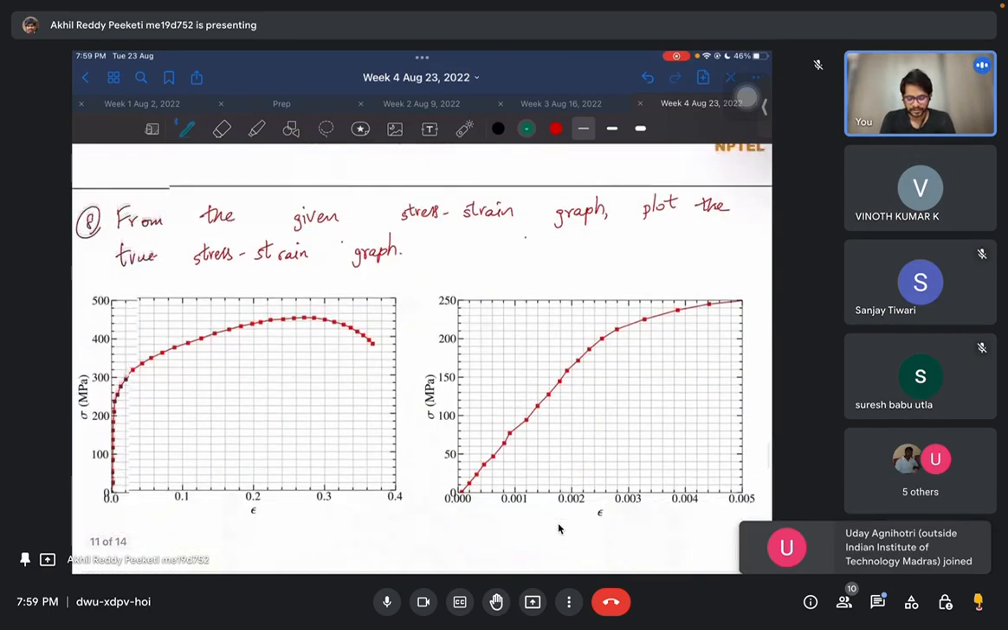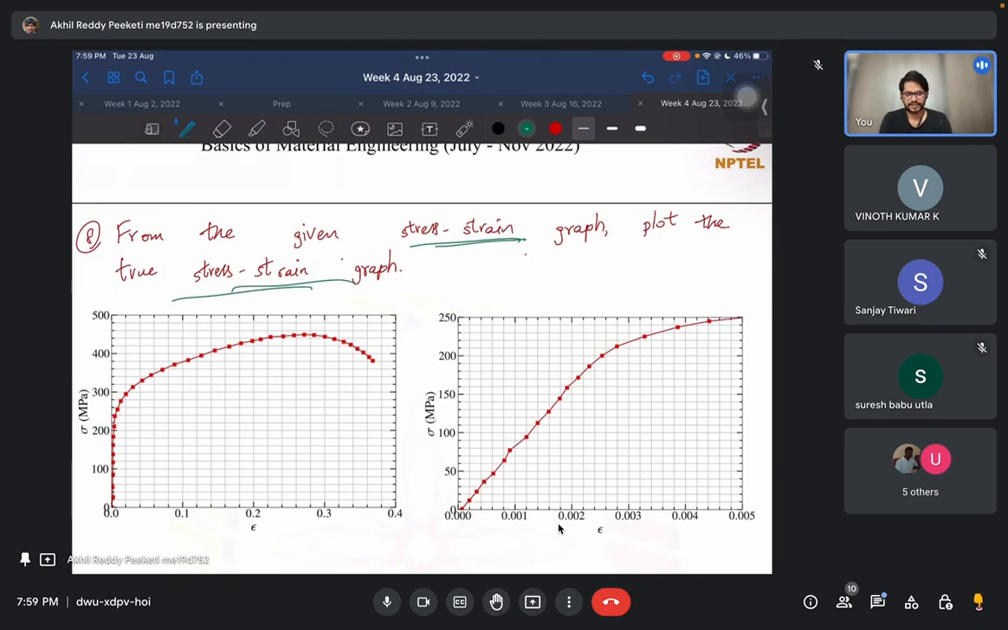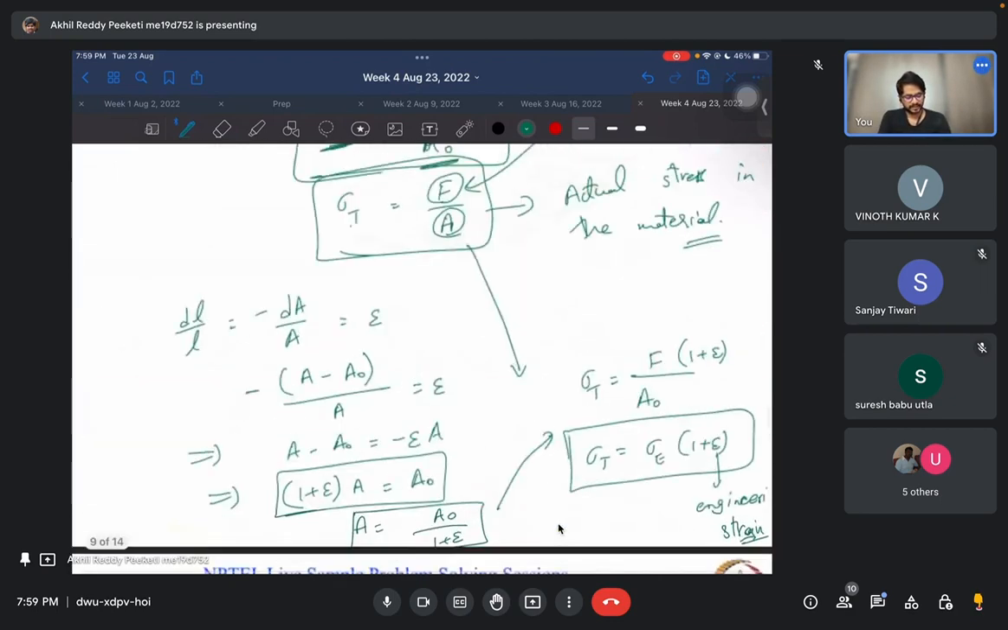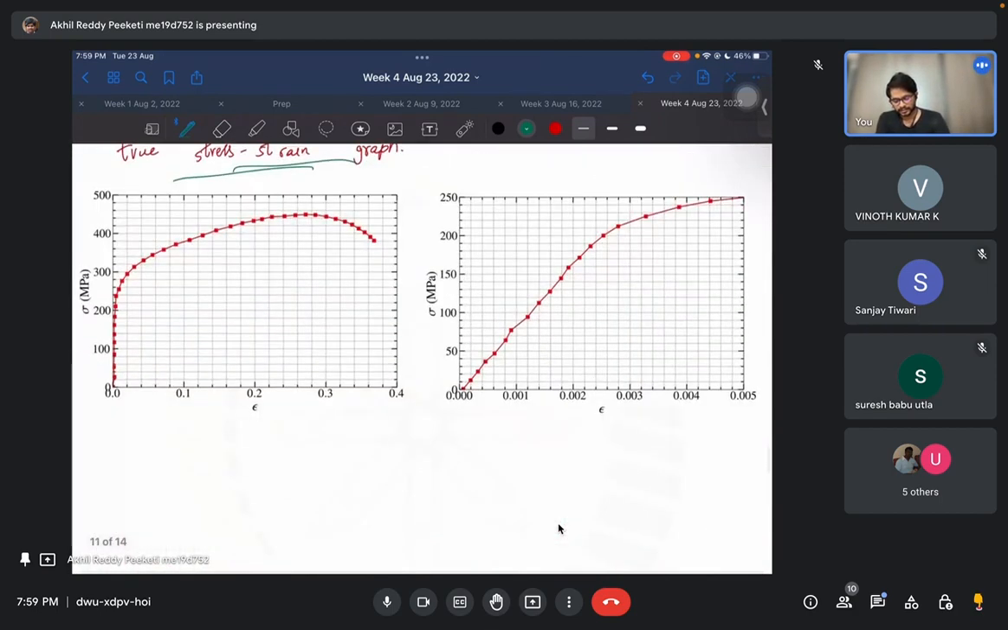Yeah, let's move on to the next question. Okay, so this is the next question to be discussed now. The engineering stress strain graph is given. Now how to estimate the true stress strain graph? We have seen this previously, the true stress and engineering stress relation. So from the engineering stress points, you can get the true stress points like this.